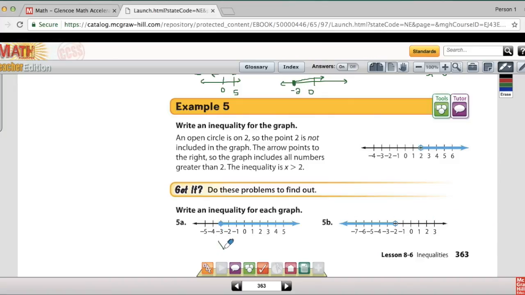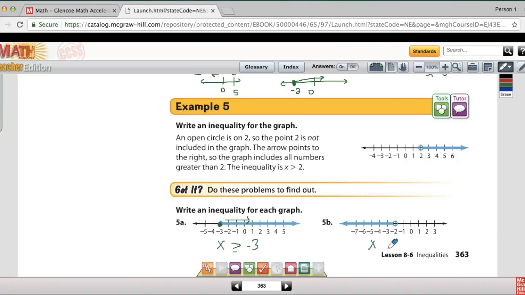So that involves having a variable, x, y, z, whatever you want. The arrow in this case is going to the right, so that is greater than. It's also a filled in circle, so I'm going to put that little line underneath. And what number is that where the dot is? It's at -3. That's my answer.